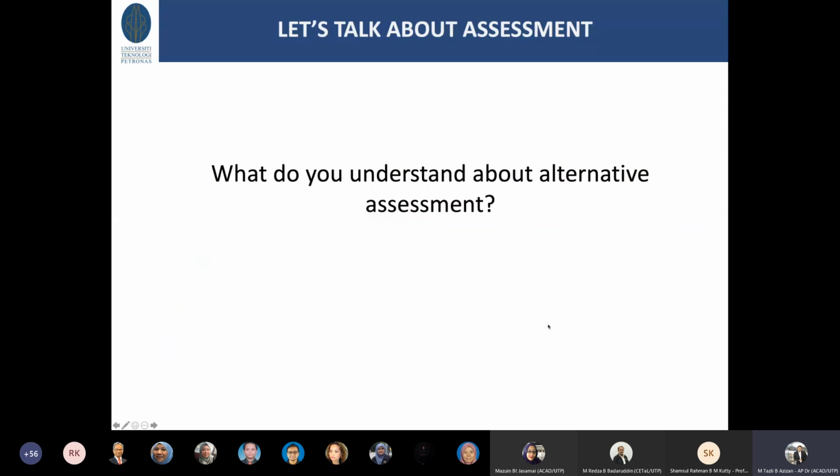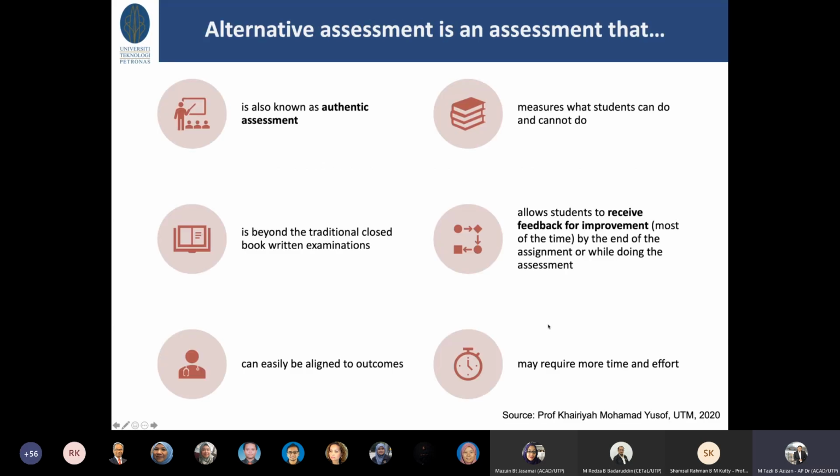Okay, so first of all, what do you understand about alternative assessment? Okay, so alternative assessment, it is also known as authentic assessment. It measures what the students can do and cannot do. It is beyond the traditional closed book written examinations, and it allows the students to receive feedback for improvement most of the time, by the end of the assignment or while doing the assignment.